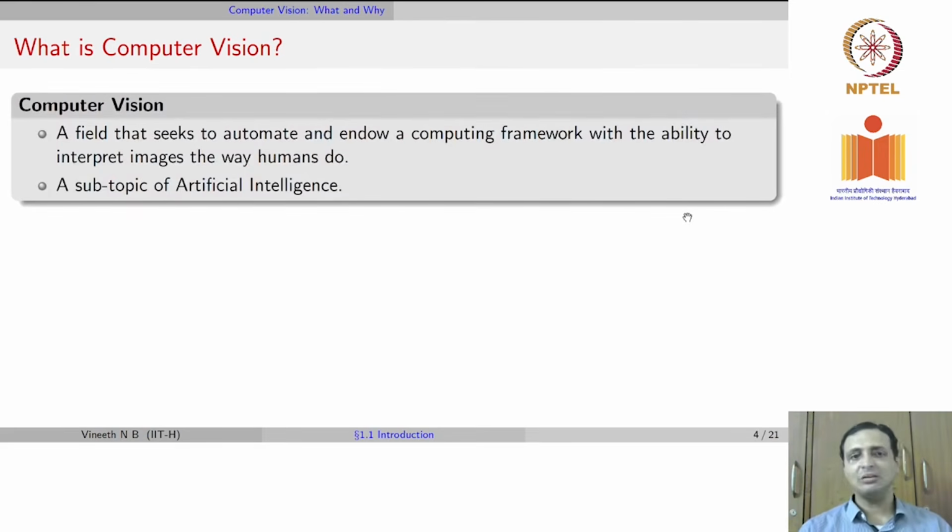So what is computer vision? More formally speaking, you could say computer vision is a field that seeks to automate and endow a computing framework with the ability to interpret images the way humans do. At the end of the day, we want that system to be able to serve humans, so we want a computer to interpret the world around us the way human users do. And as all of us may know, computer vision is considered a subtopic of artificial intelligence today.